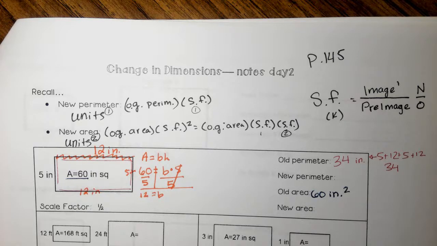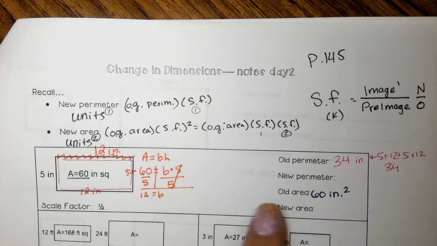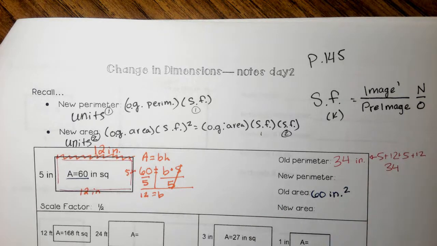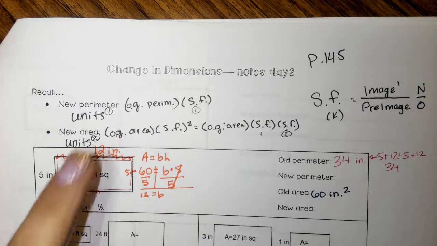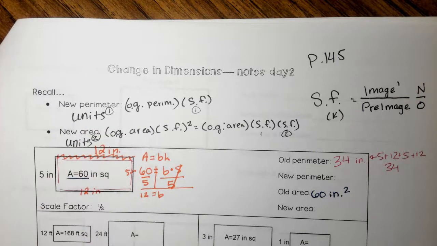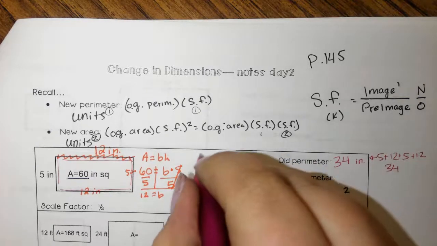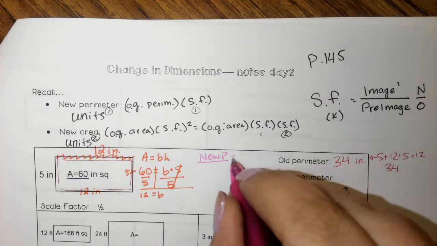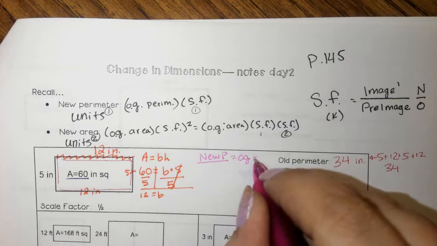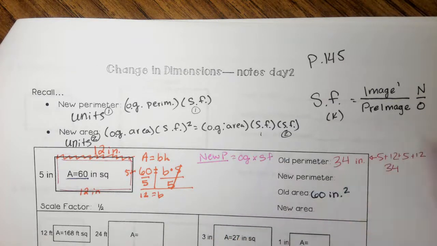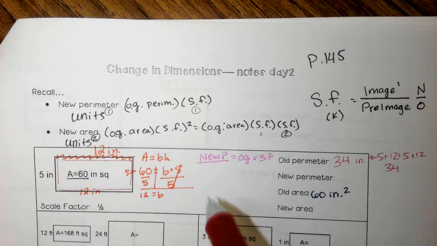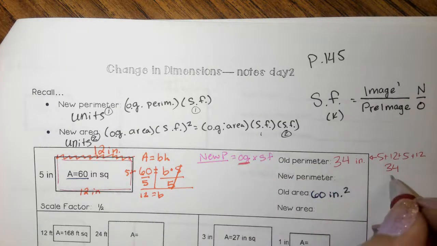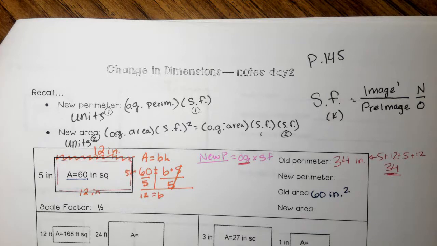Okay, so I've got the original perimeter and the original area. Now I'd like to find the new perimeter and the new area. That is the shortcut that we learned yesterday, so we're going to try and use those shortcuts. Let's look at the new perimeter. To find the new perimeter, we would just take the original perimeter and multiply it by the scale factor. The original perimeter times the scale factor.